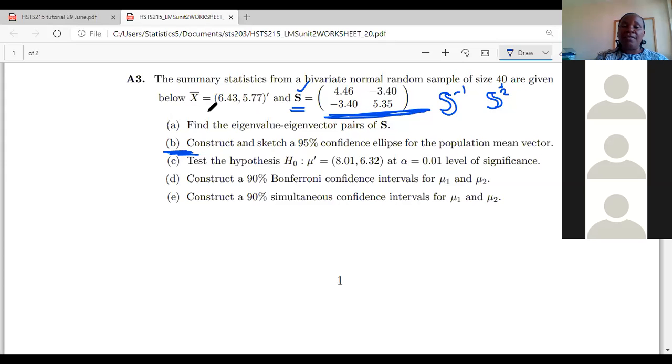These we refer to as lambda and E. These relate to S, which means, because in our formula for the 95% confidence ellipse we need S inverse, the formula is not very different from what we have been using to find the squared distances. We are dealing with that quadratic form, this one.